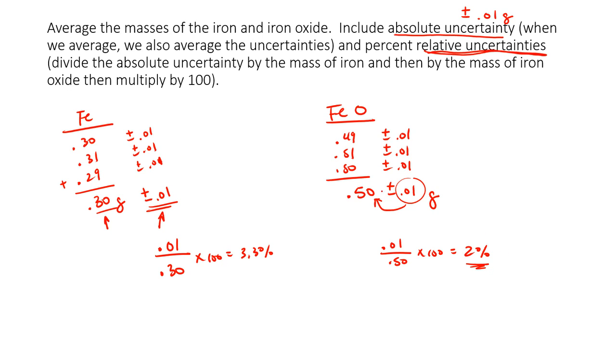So this just tells us that we're off by about 2%. Not that much. If instead of 0.50, let's say that we had 0.05 grams of iron oxide, if our absolute uncertainty was 0.01, this is now going to be a 20% wiggle room in my measurements. This is pretty substantial. 2% is not that big a deal. This is why we calculate relative uncertainty.